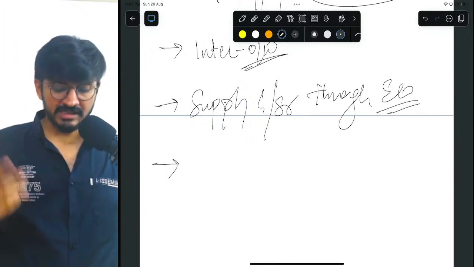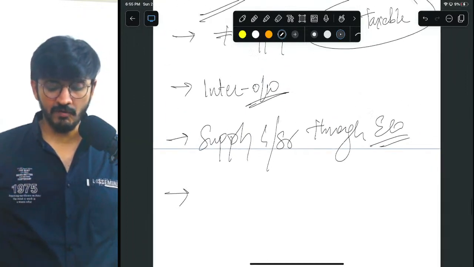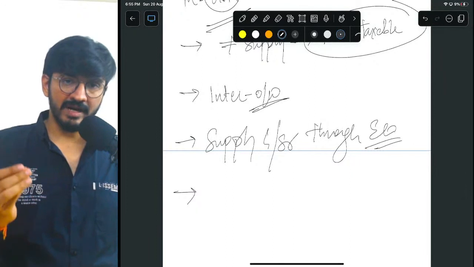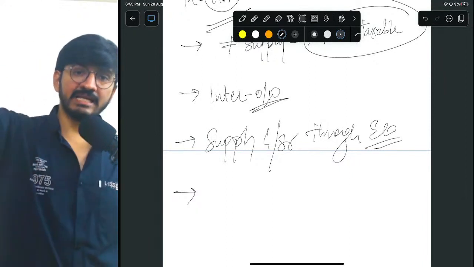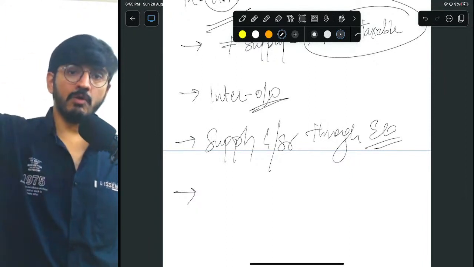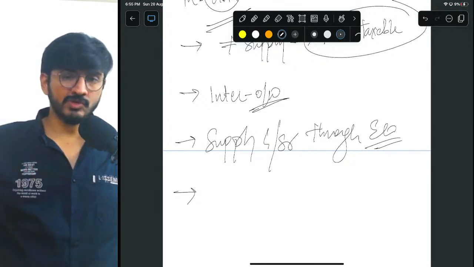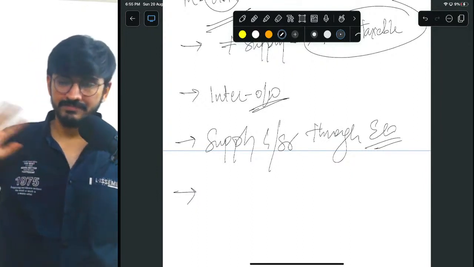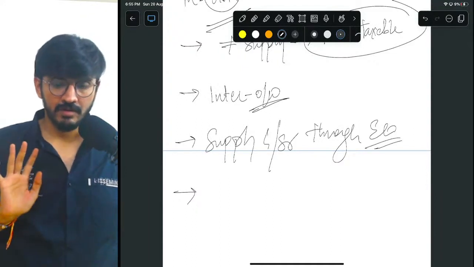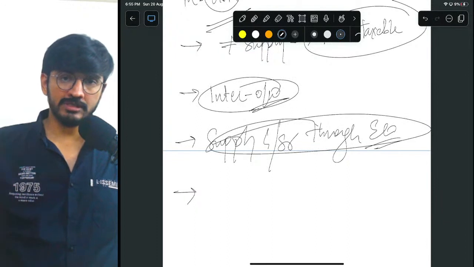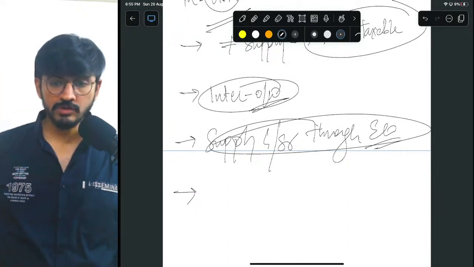Okay. Because understand, the objective is very simple, that I will obviously supply goods through ECO only with the intent of selling them nationally, right? So there also what will happen? There will be interstate outward supply. So the government wanted to ensure that this is completely taken care of. So interstate outward supply not allowed. Supply through ECO not allowed.